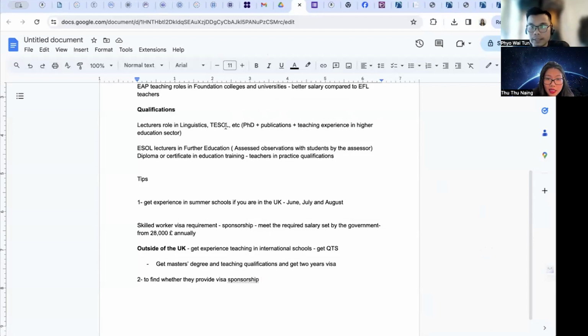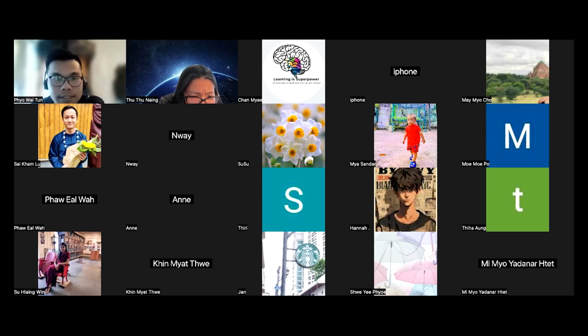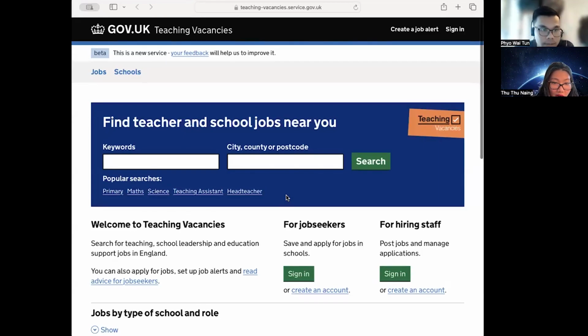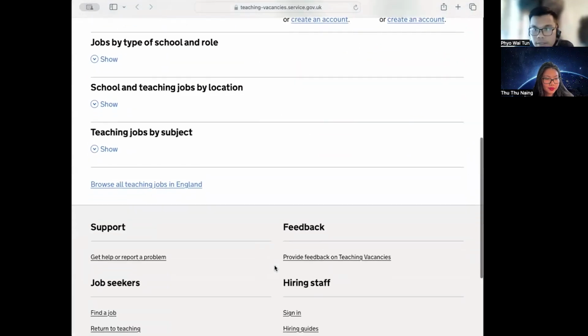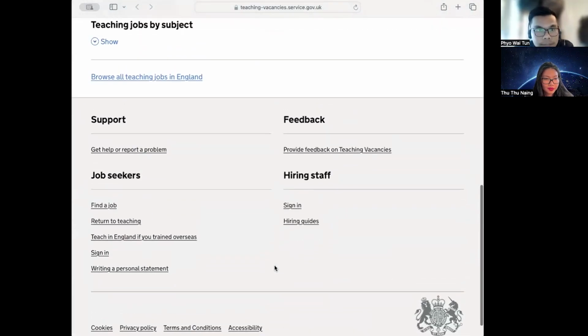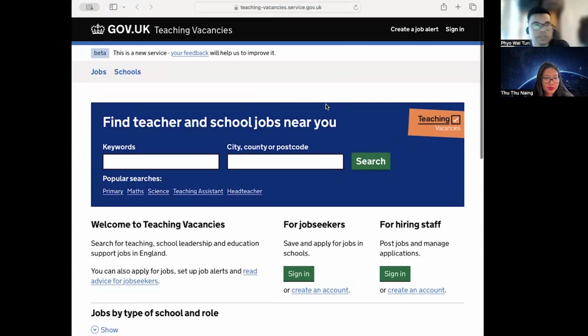Can you see the screen or no? It's in the chat. I sent it in the chat, Matthew. I have opened it to show now. So where do I click? Let me see. Visa sponsorship job.